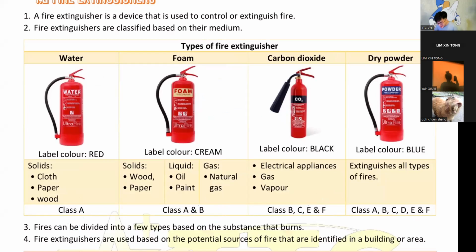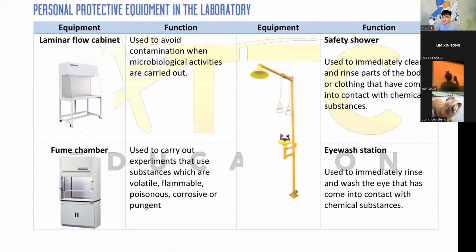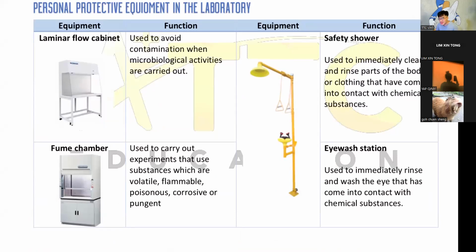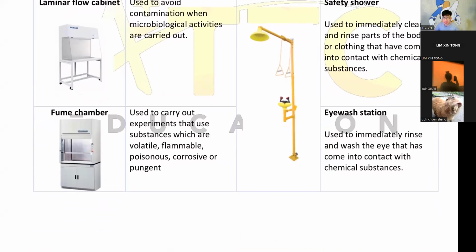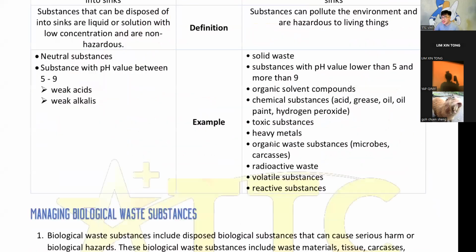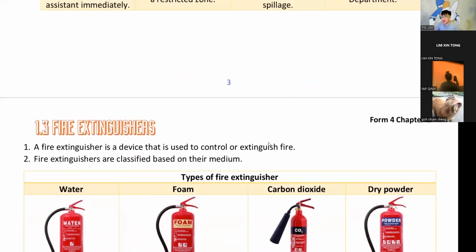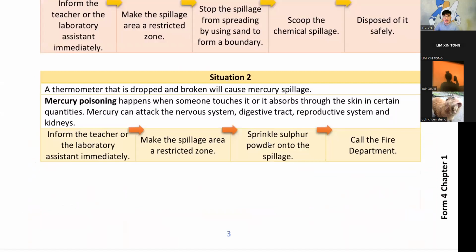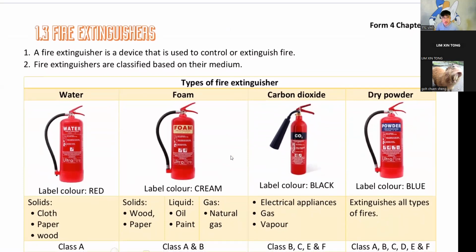No story for me. Okay, guys, last week we finished all these not very important things: your laminar flow cabinet, your fume chamber, your safety shower, things like that. And then we did talk about our rubbish, the types of rubbish here. So let's finish this chapter today. Oh yeah, by the way, mercury. Remember, you have to sprinkle sulfur powder on it. Very, very important. And today let's talk about fire extinguisher.